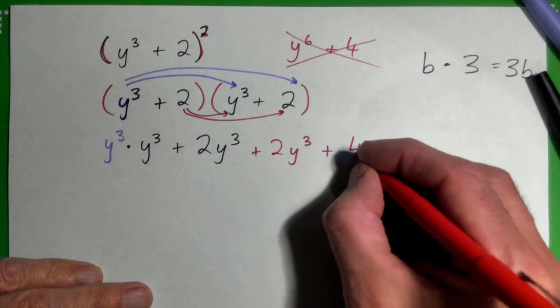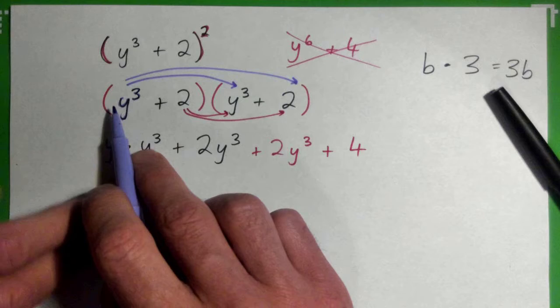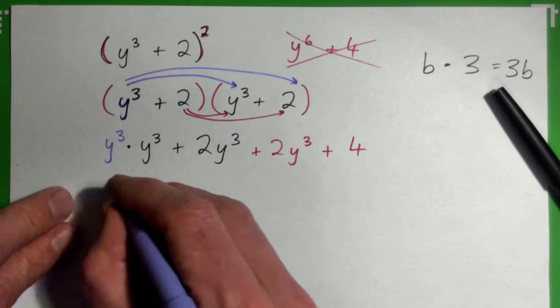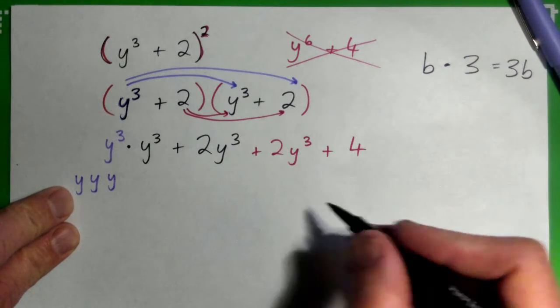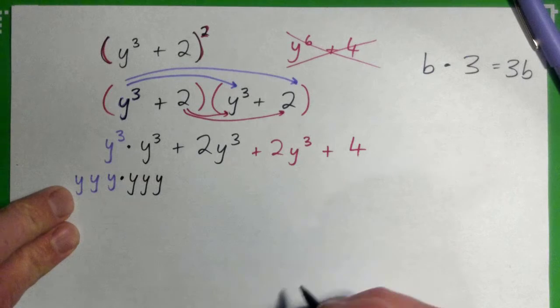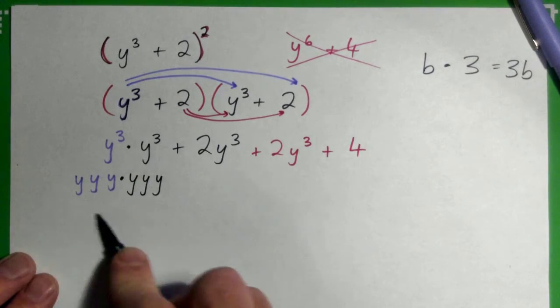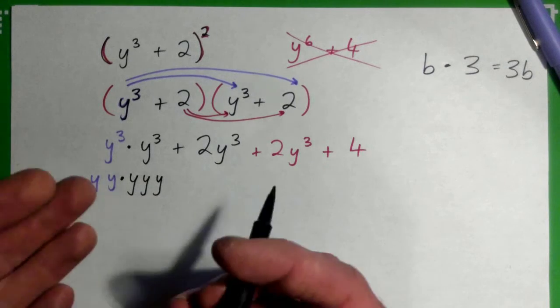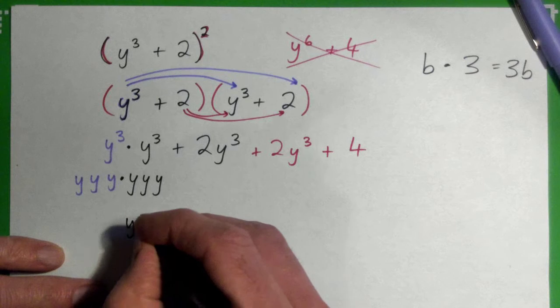Plus 4. Good. Now I'm going to take my time on this here because it's a y cubed times a y cubed. And I'm going to write it out. Y cubed is y times y times y, isn't it? And then times this y cubed, which is y times y times y. So what we have is 1, 2, 3, 4, 5, 6 y's being multiplied by each other. How can I write that? Y to the power of 6.